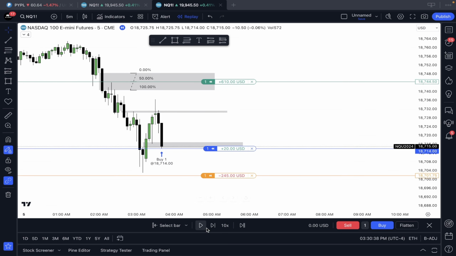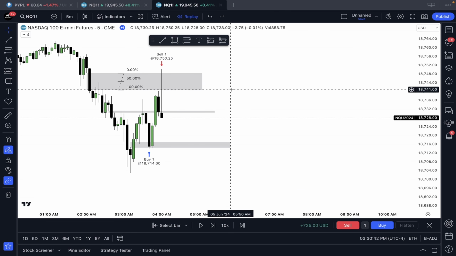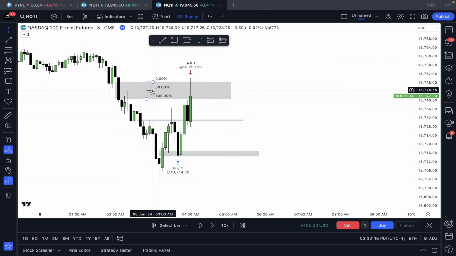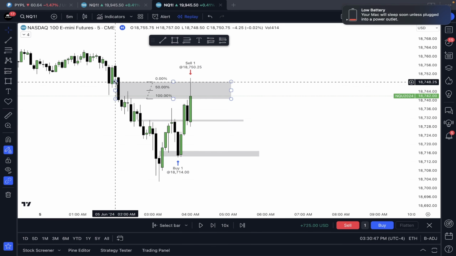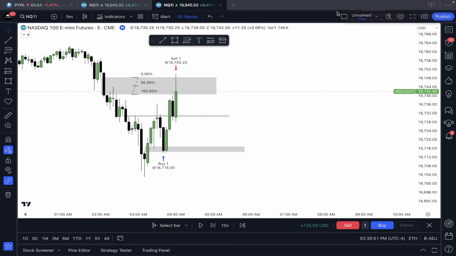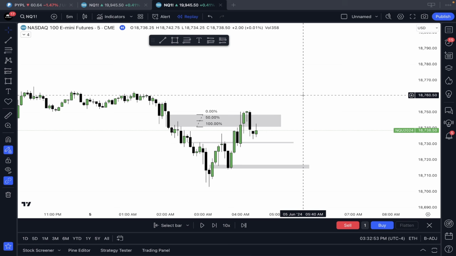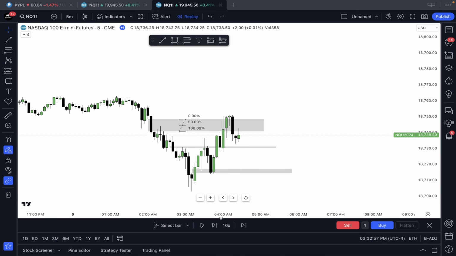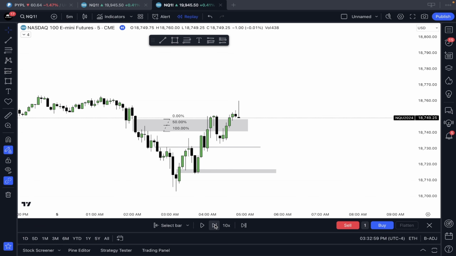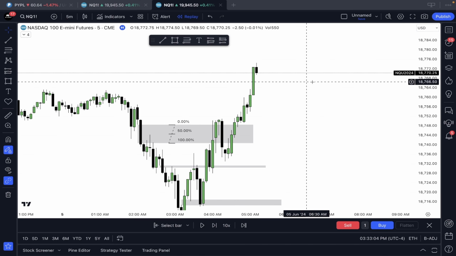So let's see this play out. As you can see, we smacked the take profit. We even went above 50%, and we ended up going and completing the entire fair value gap. So that's exactly how I'd use this for entries. All right, so now for our second example of a bullish fair value gap, let's find a fair value gap.